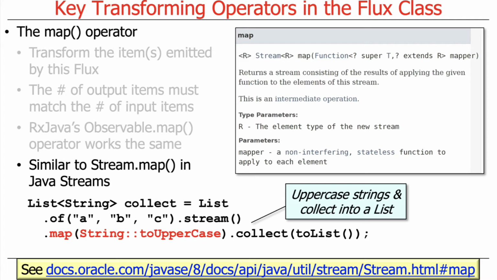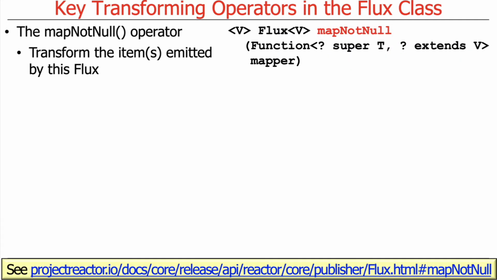Here's a fun little example where we're going to create a list of 3 lowercase strings, a, b, c, and then we convert that into a sequential stream by using the stream factory method. And then we use the map transforming operation in Java streams to uppercase each of the elements in the stream. And then we collect it into a list and return a list of uppercase strings. So fun, easy, familiar, hopefully.